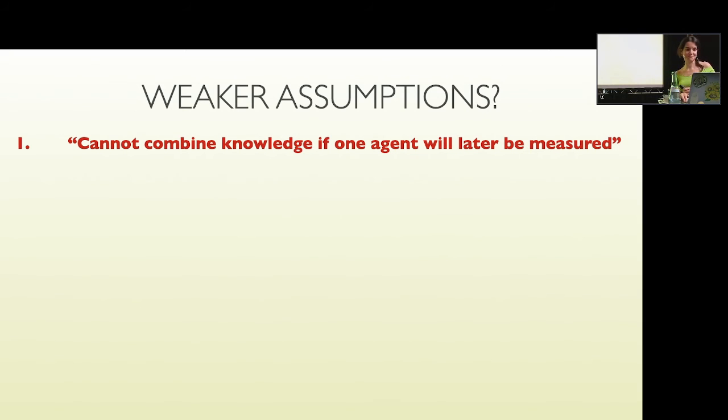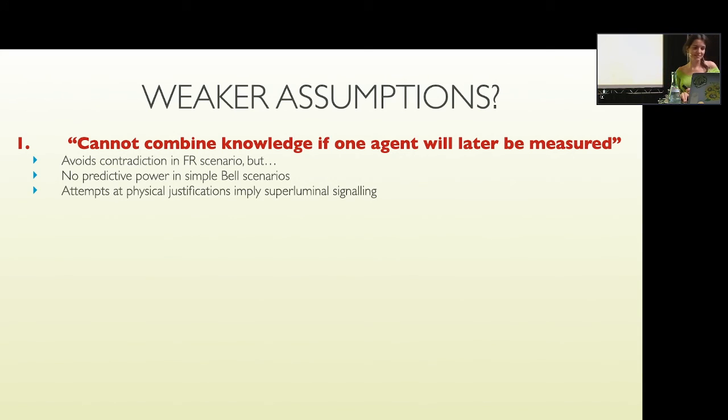And just to finish, some people have thought about, well, can we just weaken this assumption? So one is, let's just say we're not allowed to combine knowledge or make any kind of predictions if I know that one of the agents will be measured later, which avoids a contradiction here. But it really breaks down in very simple scenarios, and we can come up with very, very simple experiments where if you want to restrict logic, then you cannot make any useful predictions in Bell scenarios even.